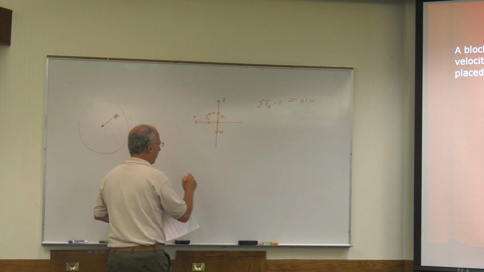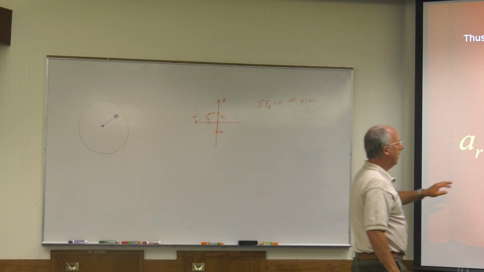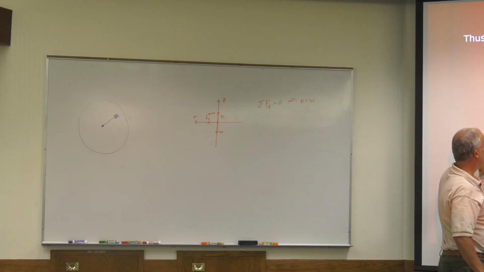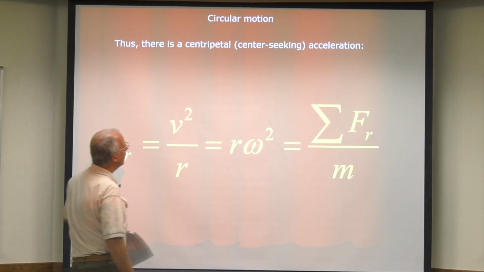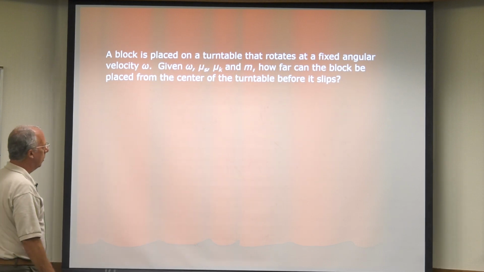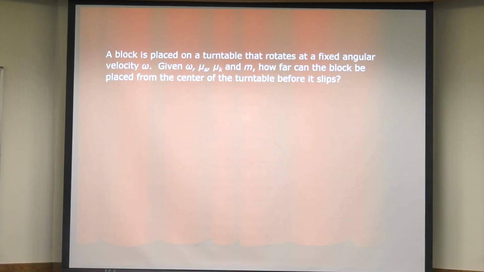Okay, now let's go back to this. So you notice that we can either use this equation, we can either say v squared over r or r omega squared. Now this problem, they give us the omega. So it stands to reason that we're probably going to want to use this, not that. All right, so I'll do it over here. I want more room. So the sum of the radial forces equals m r omega squared. Agree?